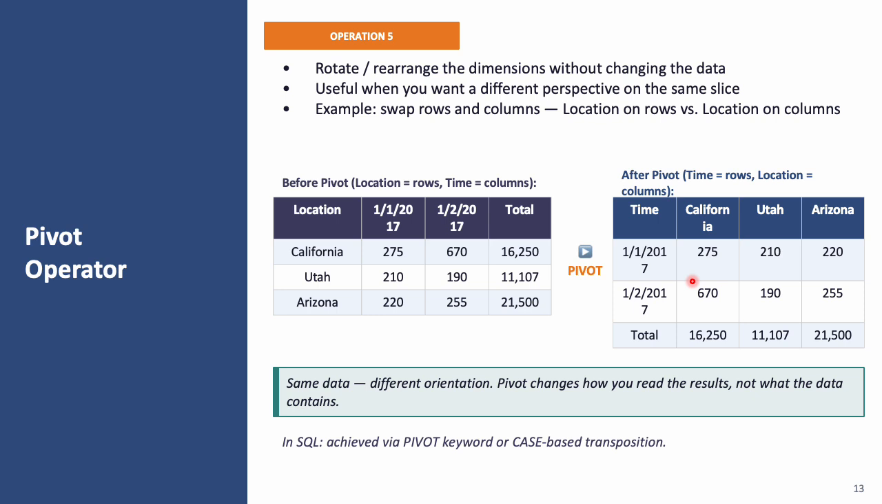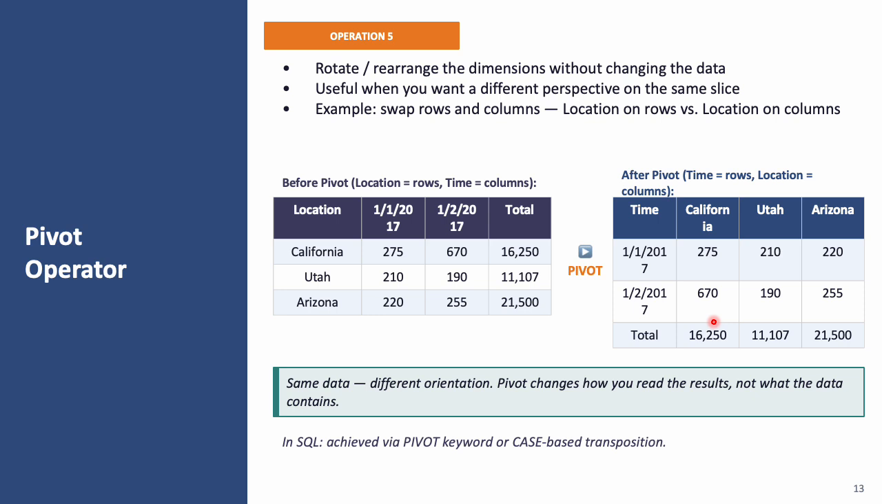Time now runs down the rows and location runs across columns. California still has 275 on the 1st of January, 670 on the 2nd. The numbers are identical, but the orientation of the table has changed completely.